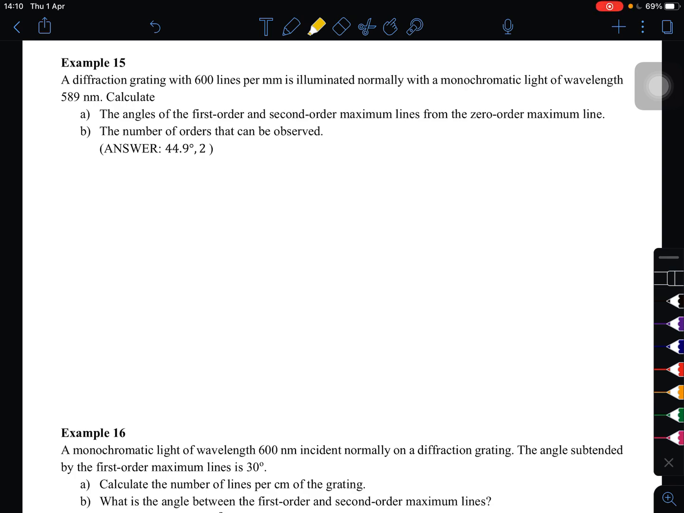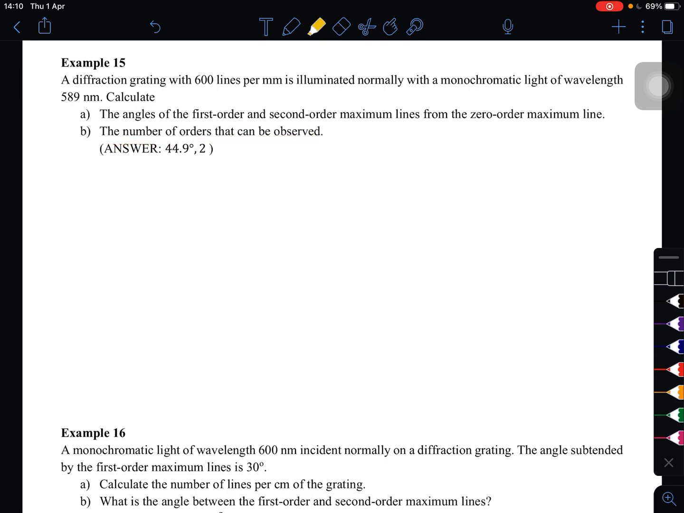Let's look at the next example, example 15. A diffraction grating with 600 lines per millimeter is illuminated normally with a monochromatic light of wavelength 589 nanometer. Calculate the angles of the first order and second order maximum lines from the zero maximum line. And then calculate the number of orders that can be observed.